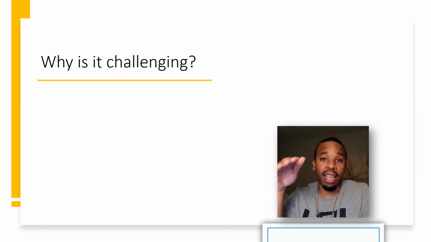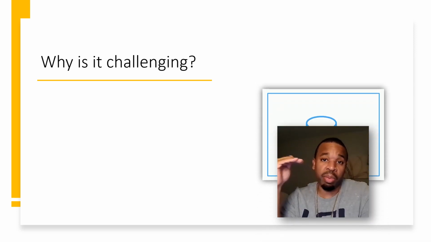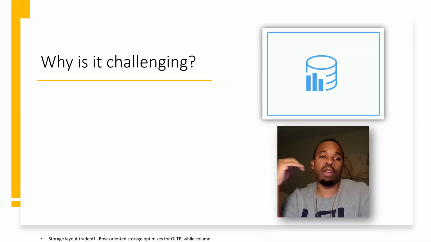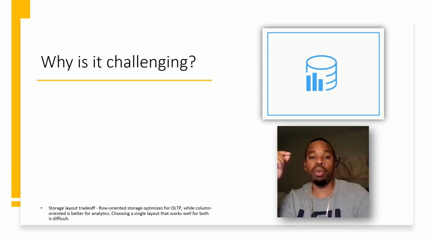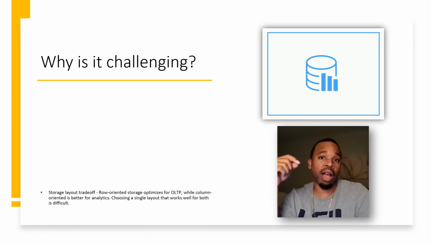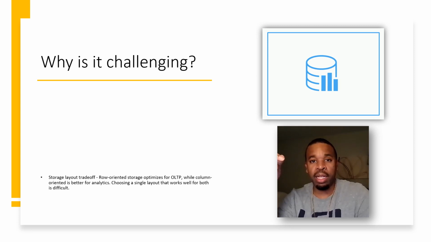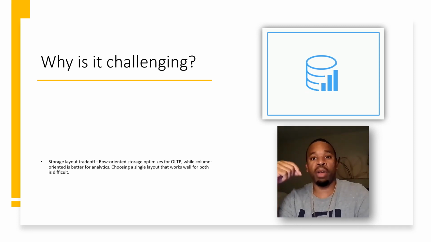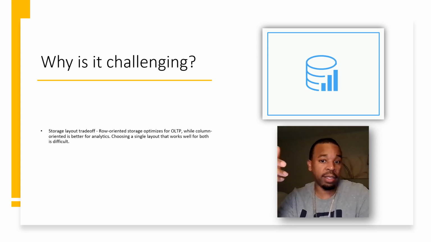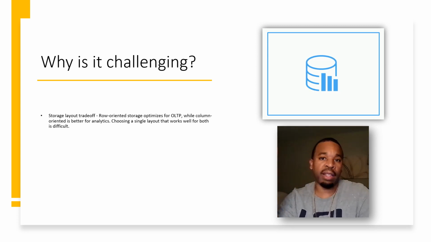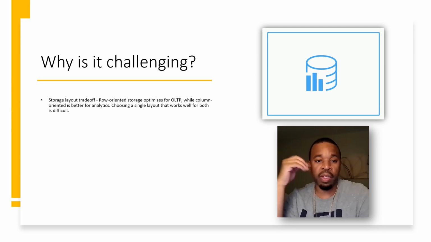Okay, so why is this challenging? We will just hit the bullet points here. So first off, storage layout trade-off. Row-oriented storage is optimized for OLTP. Columns are more optimized for OLAP or analytics. Choosing a single layout that works well for both is tough.